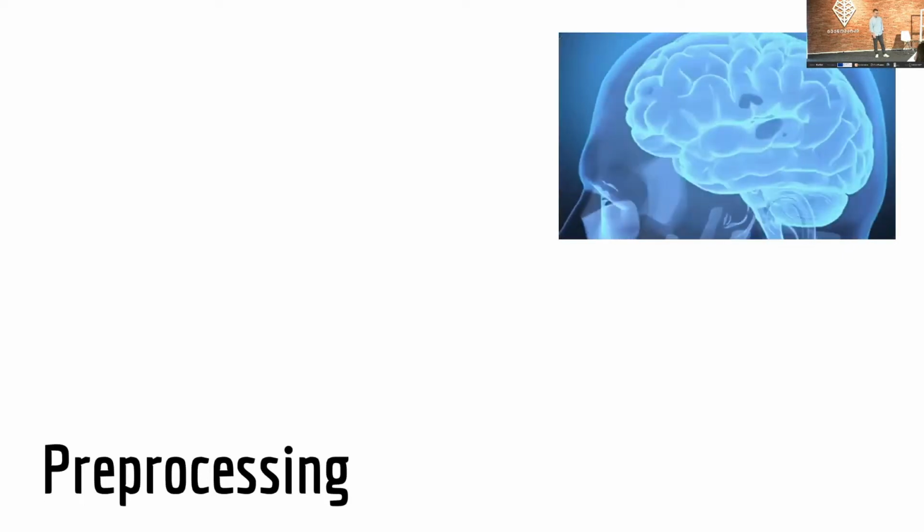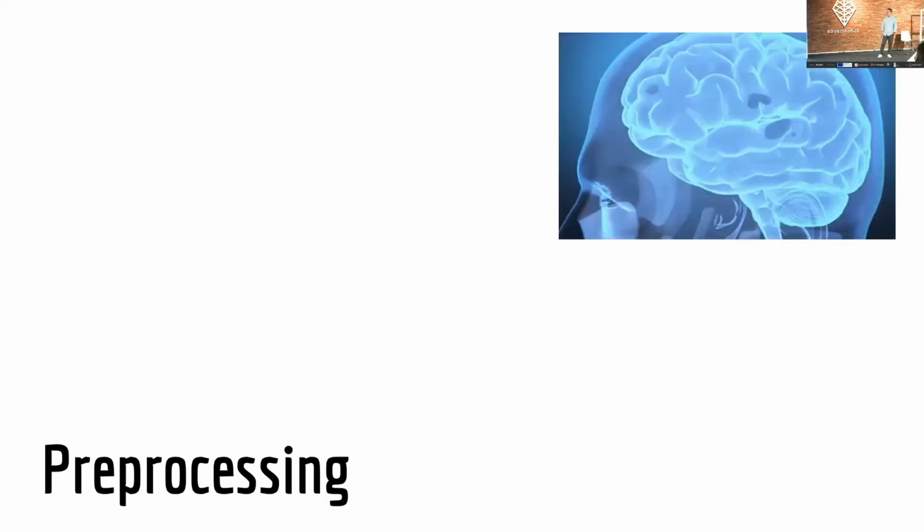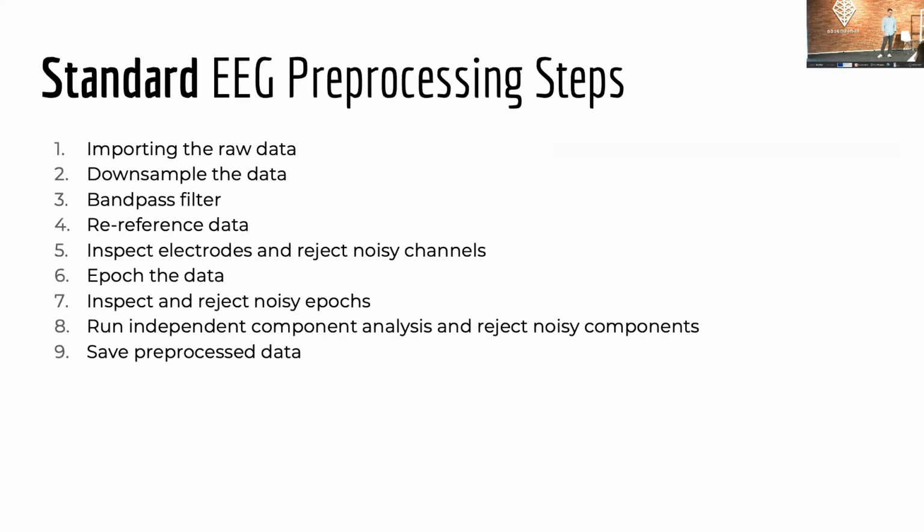So yeah, these are the 9 standard steps in EEG data preprocessing that you need to go through. But for the sake of time, I'm going to omit the first and the last one, and also the fourth one, because I would need to provide you a lot of information so you understand what re-referencing is. Yeah, so let's start. What is downsampling?